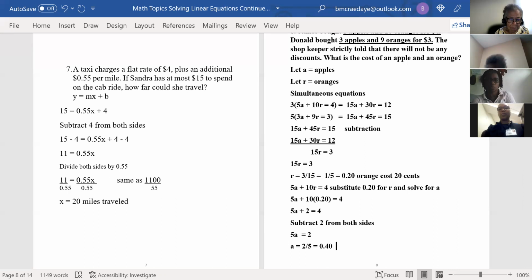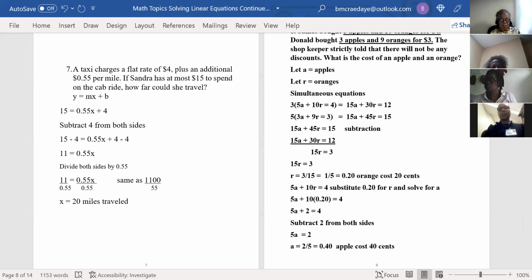2 divided by 5? No, not 2.5. 1/5 is 0.20, so 2/5 is going to be 0.40. So the apple costs 40 cents.